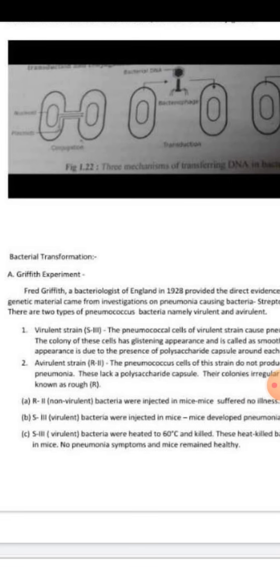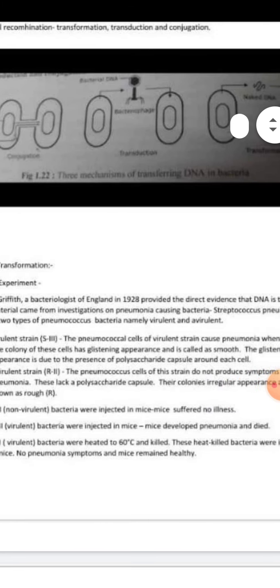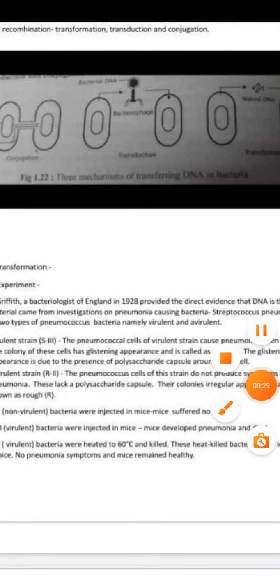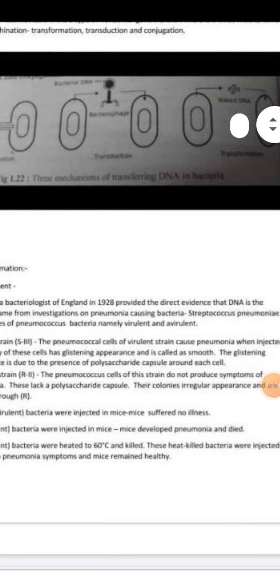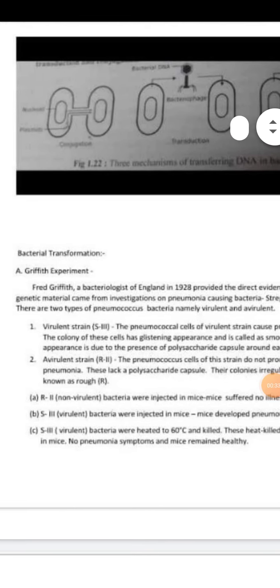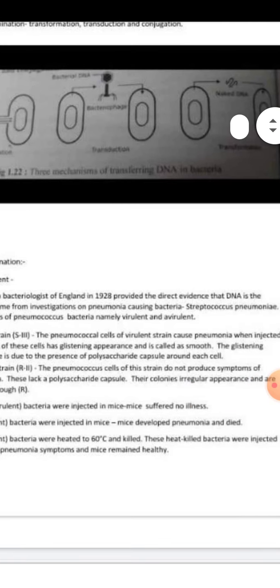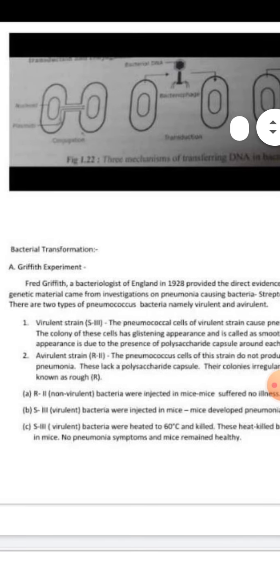And then, bacterial transformation by Griffith's experiment. Fred Griffith, a bacteriologist of England, in 1928 provided the first direct evidence that DNA is the genetic material, which came from the investigations on pneumonia causing bacteria, Streptococcus pneumoniae. There are two types of pneumococcus bacteria, namely virulent and avirulent.